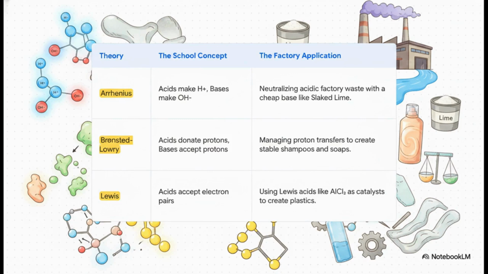Remember Arrhenius' theory? The one about H plus and OH minus ions in water? Well, that's exactly what factories use every day to neutralize acidic wastewater with cheap lime before it goes into our rivers. Or Bronsted-Lowry, with its proton swapping? That's how cosmetic chemists perfectly balance ingredients to make sure your shampoo stays smooth and doesn't separate. And Lewis theory, the really abstract one about electron pairs? That's the secret sauce behind the catalysts used to create the very plastics that are all around us.